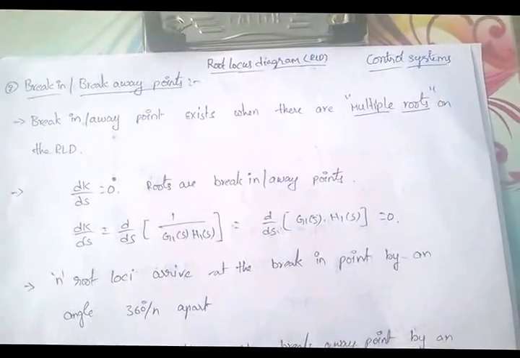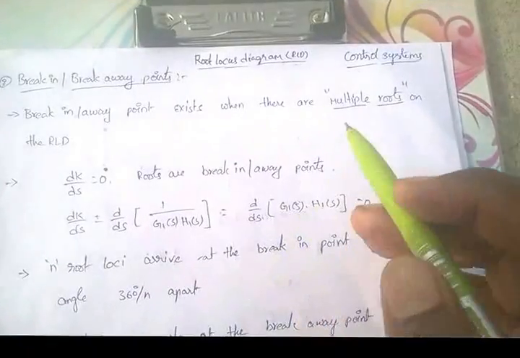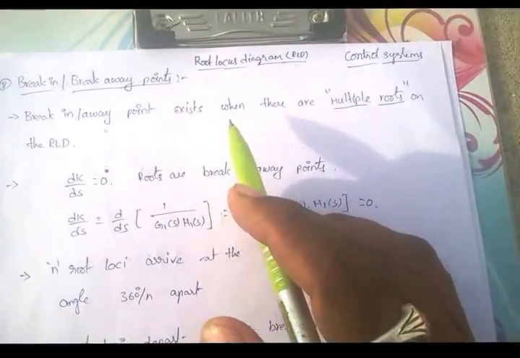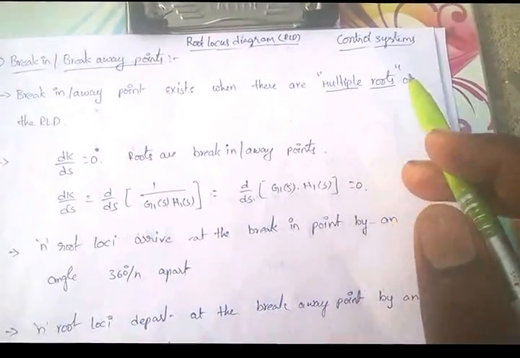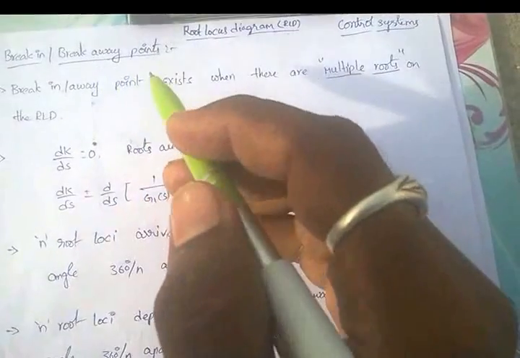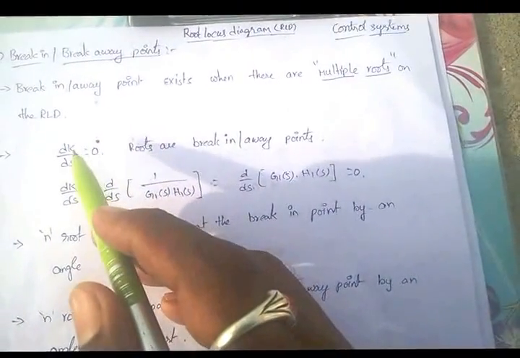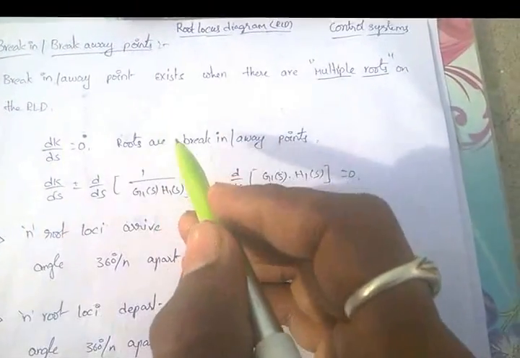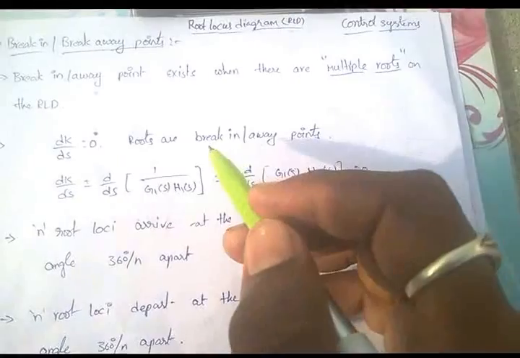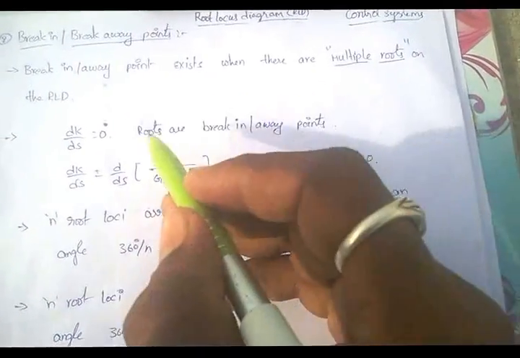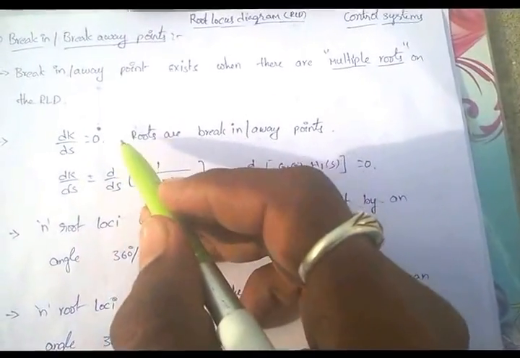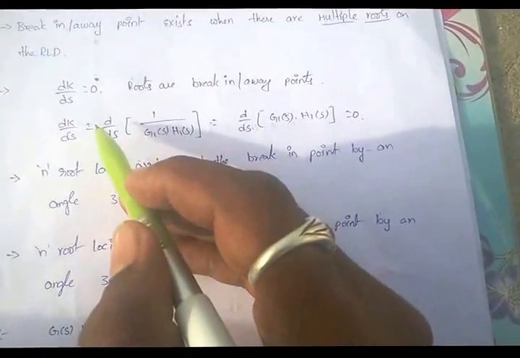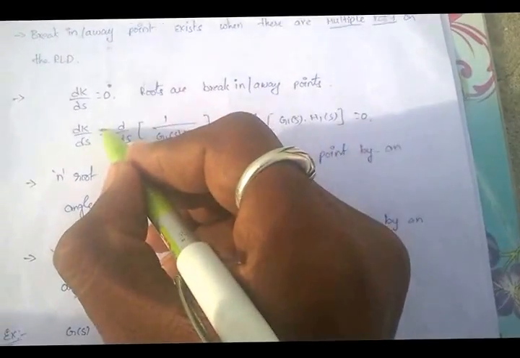A break-in or breakaway point exists when there are multiple roots on the root locus diagram. For a break-in or breakaway point, make dk by ds equal to 0, and the roots we get from the dk by ds equal to 0 equation are the break-in or breakaway points. dk by ds equals d by ds of K.